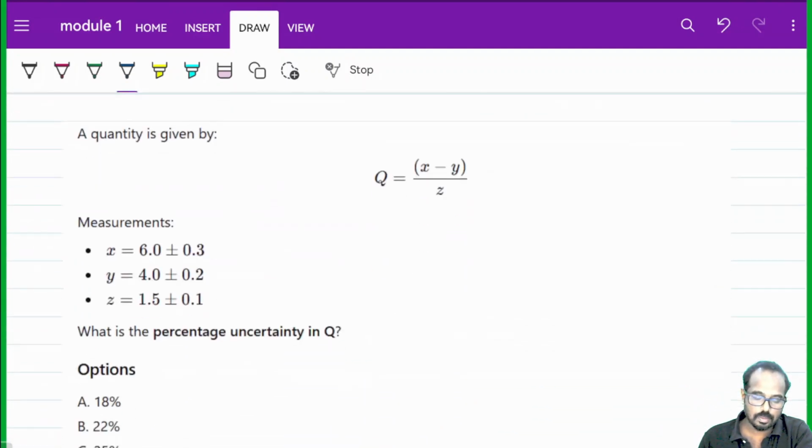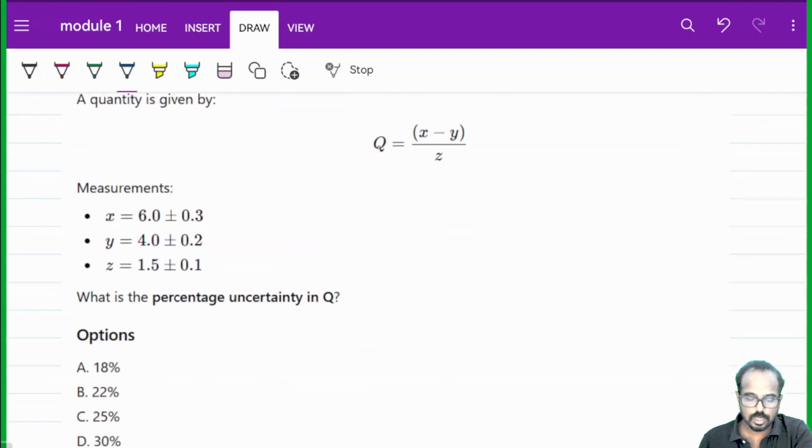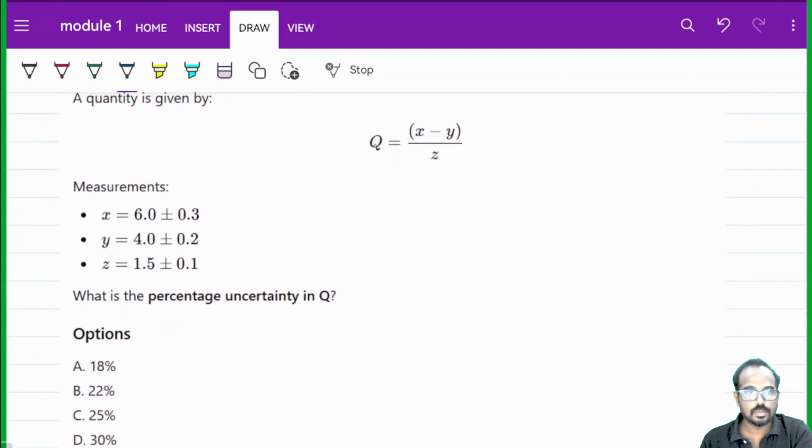Second question. Read this question, pause the video and try to do it by yourself. Take a screenshot and solve it. Now I am going to solve this one. Q is equal to (x minus y) by z. The measurements x, y, z are given with their absolute uncertainties. What is the percentage uncertainty in Q? When you check the equation, what operation is done? It is division and a subtraction is there. It is a combination question, so you need to find the percentage uncertainty in Q.